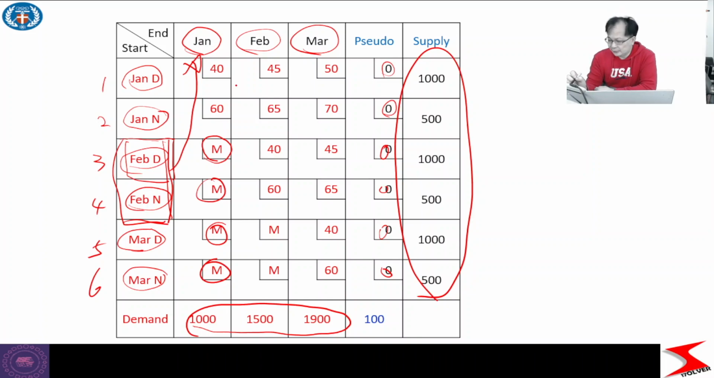And also, if you put production in January but cannot sell it in January, then it incurs a holding cost of $5. So basically, you can change the production planning problem into the transportation problem from start point to end point. Okay, so this is the first case.